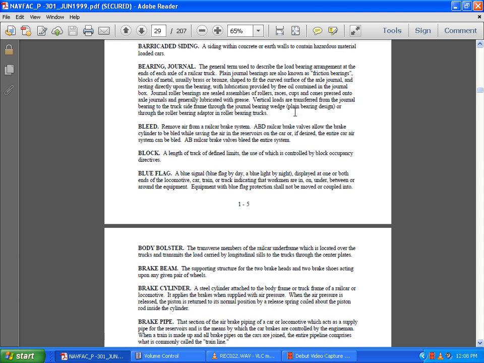Body bolster. The transverse member of a railway car under the frame, which is located over the truck's center plates, through which loads are transmitted and carried in the longitudinal sills of the trucks.